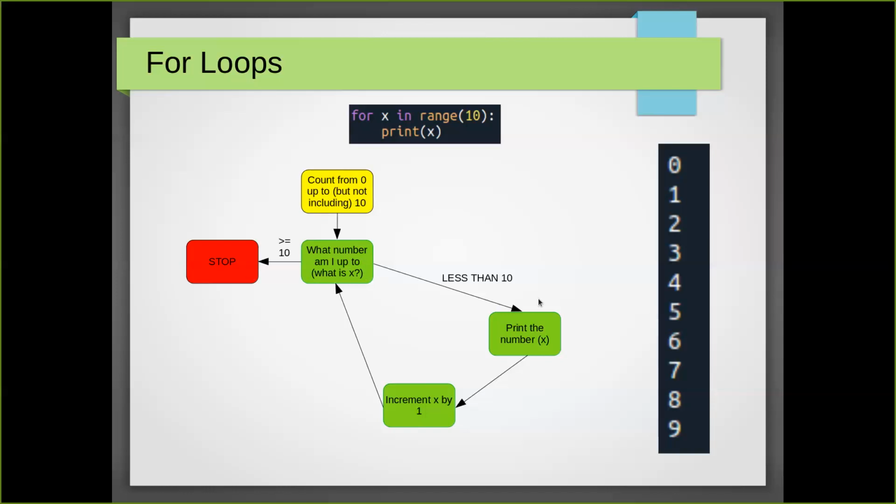0 is less than 10. So I want to print that number. And then I want to increment X by 1. I want to increase the value of X by 1. And I'm going to ask the question again, what's X up to now?